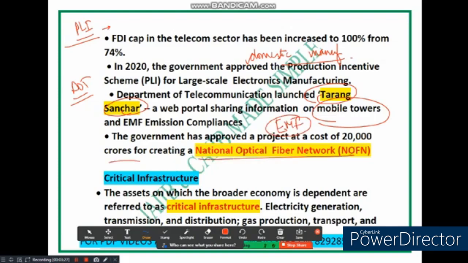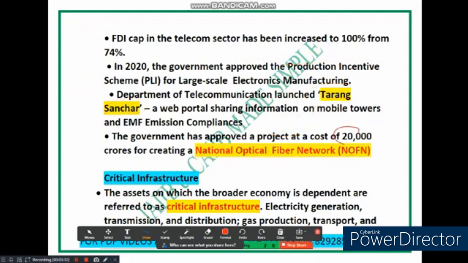So the government has approved a project at the cost of 20,000 crore for NOFN. What is this? The government has given approval for a project with a budget of 20,000 crore for the National Optical Fiber Network. This project aims to connect villages and remote areas across the country with high speed internet access through optical fiber cable. By laying down a vast network of fiber optic cable, the government intends to bridge the digital divide and enable internet connectivity in rural and underserved areas.